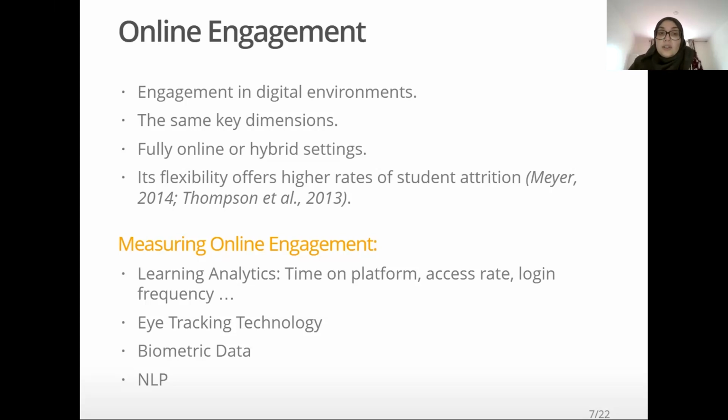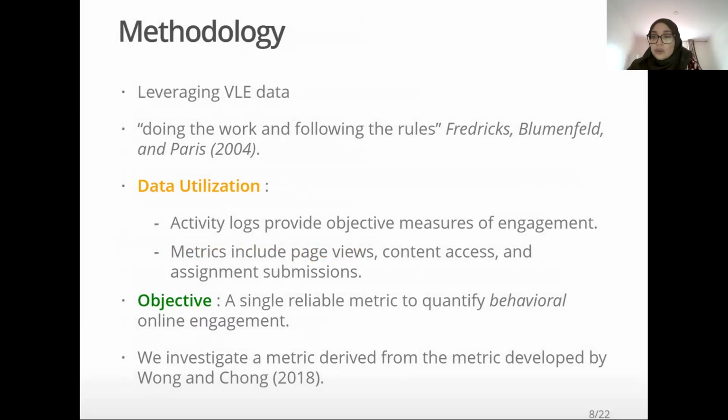To measure online engagement, several methods were proposed in the literature. Besides learning analytics, there's an increasing interest in eye tracking technology to gain insight into attention and focus. Then we have biometric data, which could capture physiological indicators of engagement, and natural language processing techniques, for example, to analyze discussion forums or written submissions. All of this opens the door to richer insights, but we have to keep in mind that they come with ethical considerations about privacy and data use.